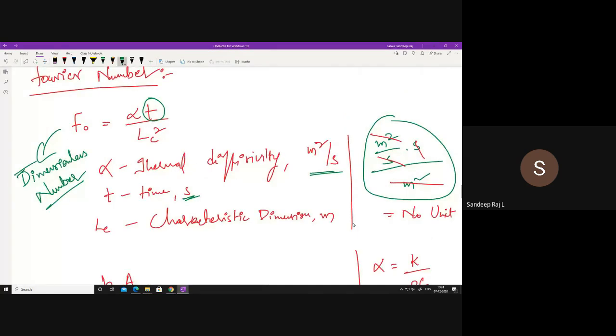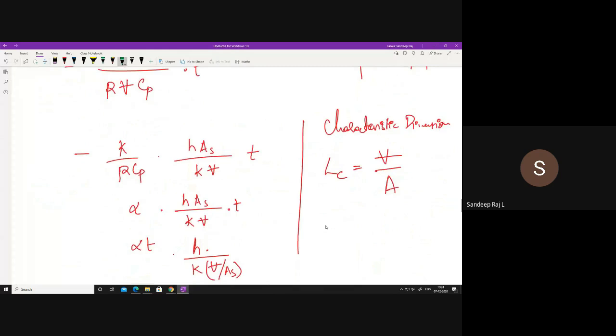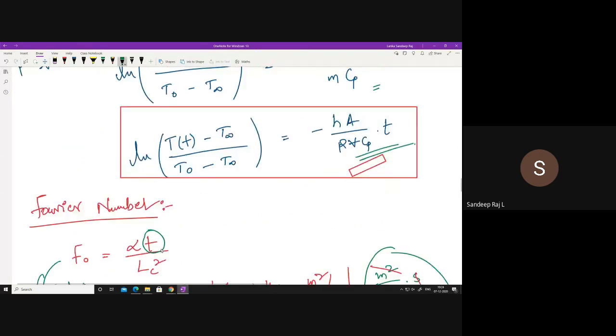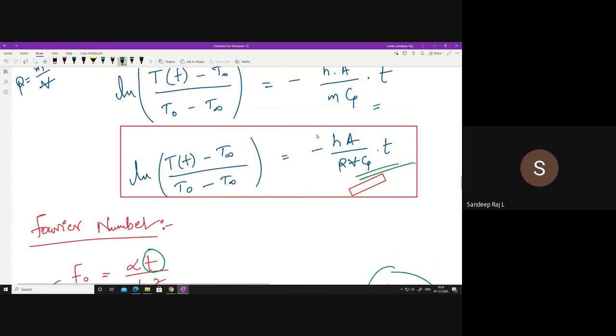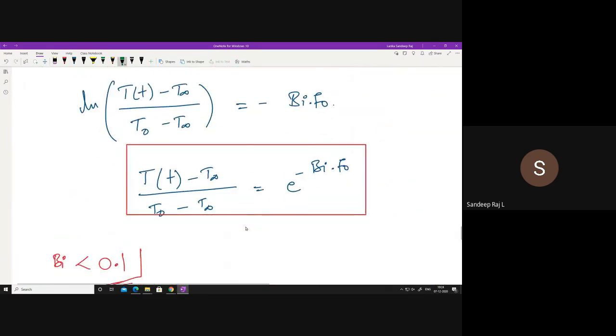So once you know the Biot number and Fourier number formulas, you can actually change this particular expression that you have on your RHS. On the RHS, you can change it as minus Biot into Fourier. I have done all the mathematical manipulation and written that this is equal to minus Biot into Fourier. If I take out the logarithm and then write it, this is how it's going to look.